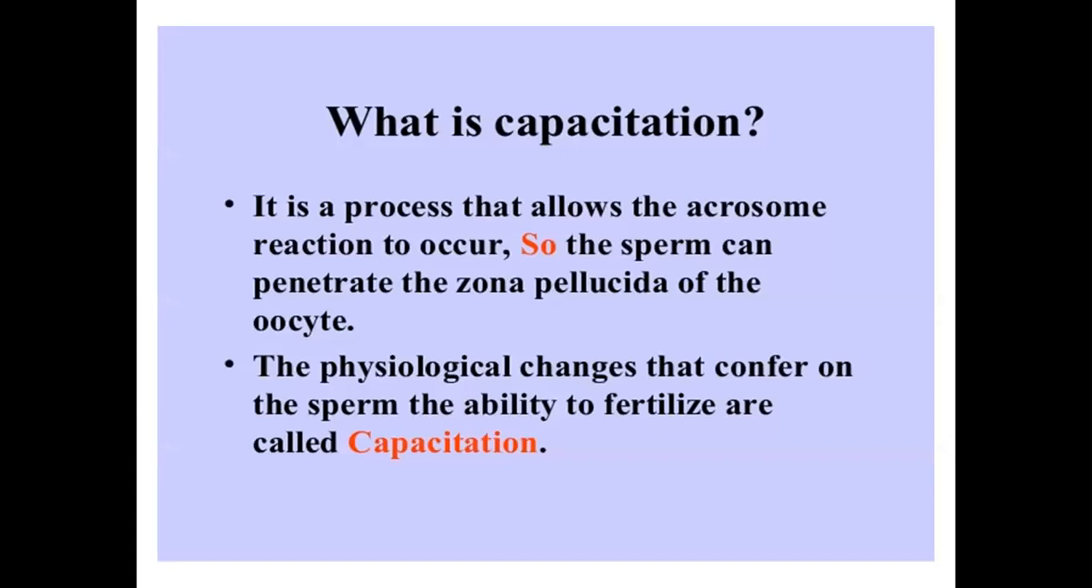So what is capacitation? Capacitation is a process that allows the acrosome reaction to occur so that the sperm can penetrate the zona pellucida of the oocyte. And the physiological changes that confer on sperm the ability to fertilize are called capacitation.